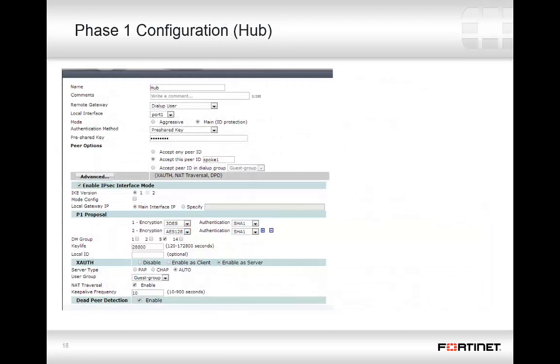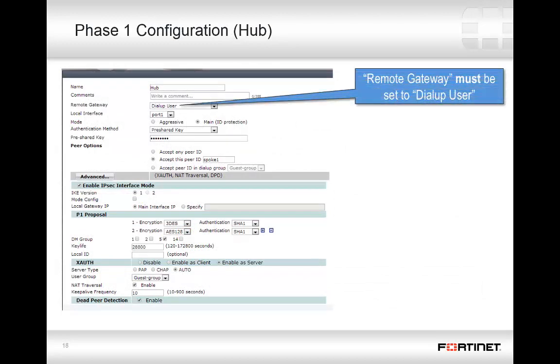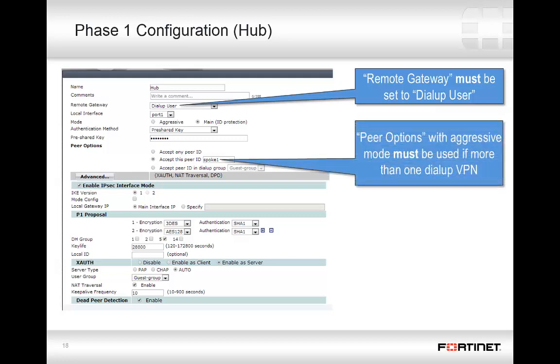Let's start by configuring a phase 1 for the hub in a hub and spoke. Since hub and spoke topology is a variation of point-to-multipoint, remote gateway must be set to dial-up user. If each spoke requires a different policy, then usually we must configure multiple dial-up VPNs. Remember, this requires IKE aggressive mode, which in turn requires both the key and the peer ID. Main mode key exchanges don't support one-to-many topologies.